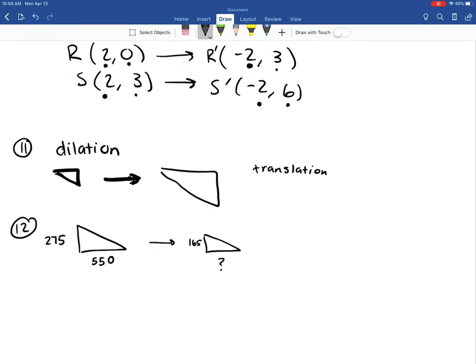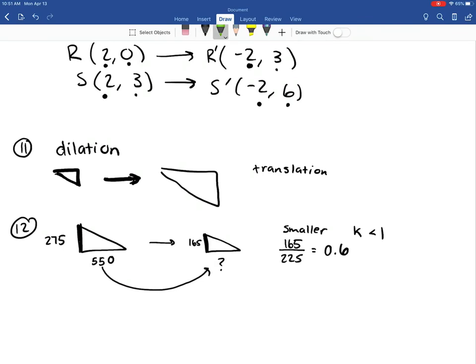Okay, so I have to figure out, did it get bigger or smaller? Well, I see that this got smaller, so my scale factor has to be smaller than 1. So I'm going to do 165 over 225, because these are in the same position here. And 165 over 225 is going to give me a number that is smaller than 1. My scale factor would be 0.6.